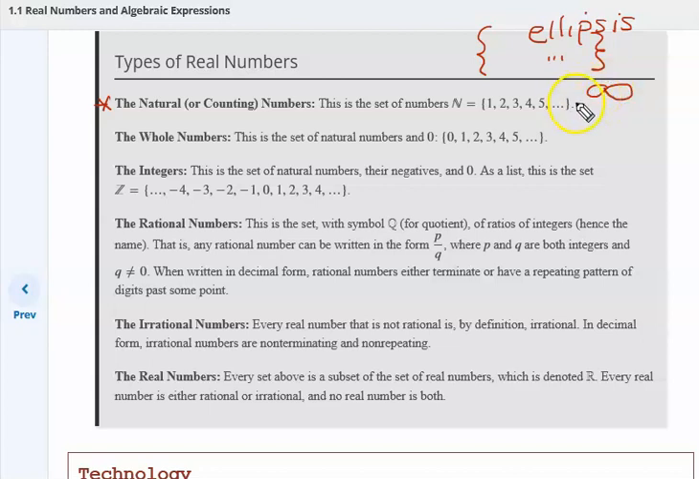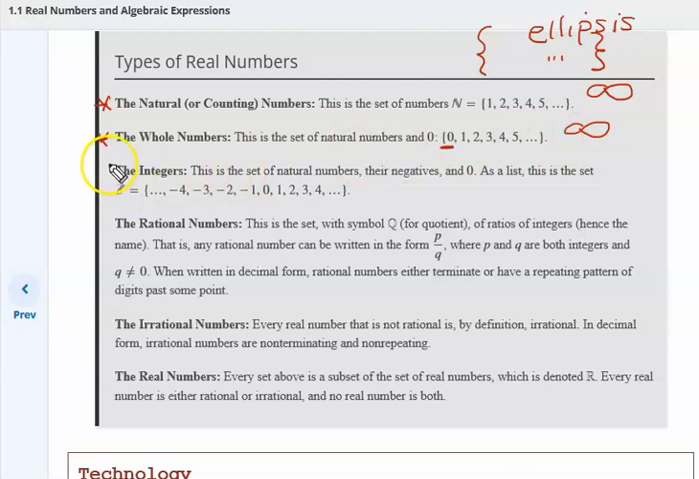Now, the next set of numbers are whole numbers. And again, there's the title of the set. And the only difference between natural or counting numbers and whole numbers is we've added a 0. So again, use your brace, put the examples, create a pattern, and then conclude with the ellipsis. And this also goes to positive infinity.